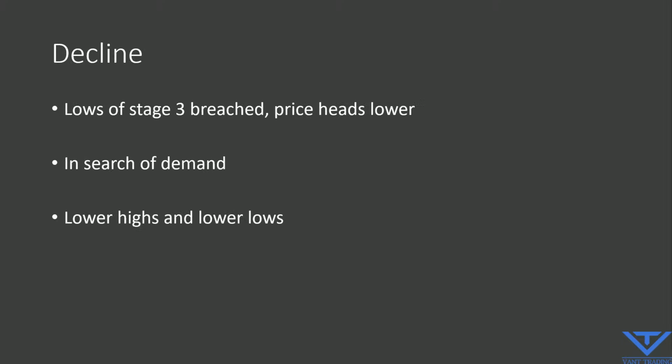a stage of decline, which is, the lows of stage 3 are breached, and now there is no more demand. There's so many people wanting to sell, and no one else is willing to buy because the momentum slowed down and it's not as sexy. Day traders and momentum traders have moved on to the next great stock, so demand's gone. So now we're setting in lower highs and lower lows.